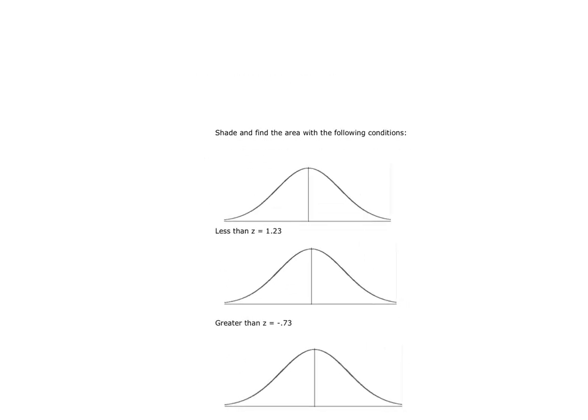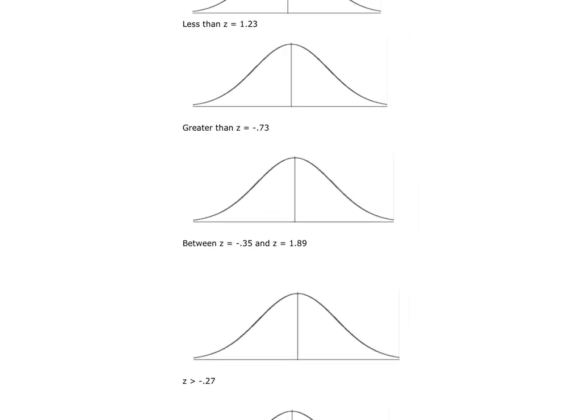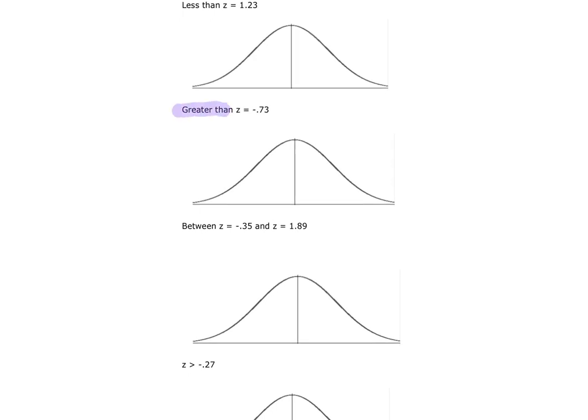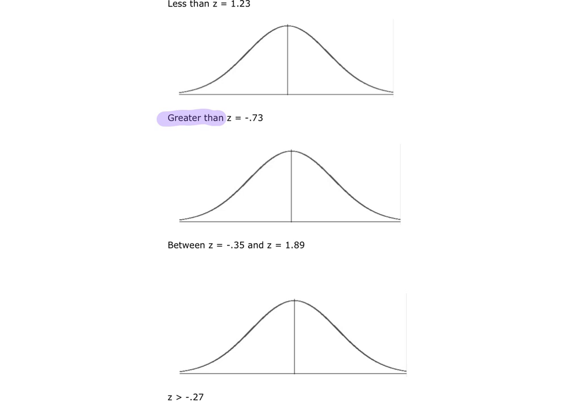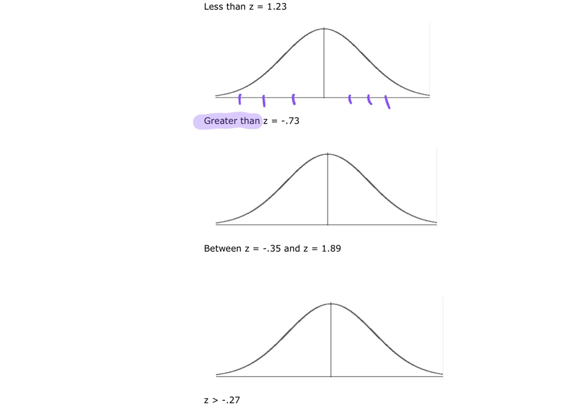So it says shade and find the area with the following conditions. I'm going to skip that first one. I want to go to the second one because it's a greater than, and I know that throws some people. So this is saying greater than a z-score of negative 0.73. So let's think about a negative 0.73 means we are almost 3/4 of a standard deviation below the mean. So that's at this particular spot on our curve, right? And if we're looking for the area that is from there and greater, then that's this right here that we want to look at, right? Does that make sense?